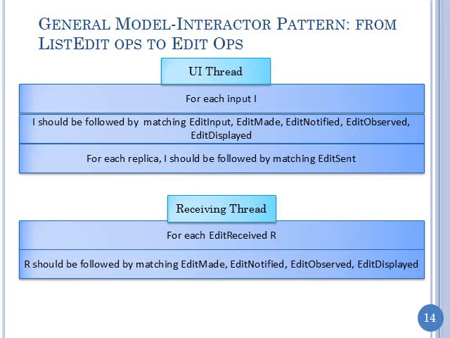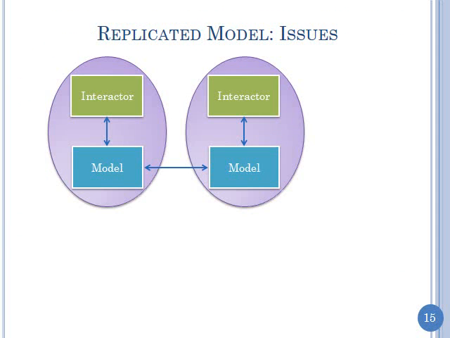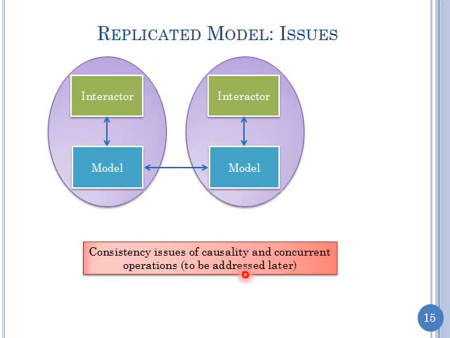Causality. That's caused by multiple operations being executed without a serializer, and operation transformation. So these are problems that are caused in replicated architecture. These are consistency issues of causality and concurrent operations. And what we'll do next time is show that these are not the only two kinds of issues. There are other issues too, and we'll go in depth into those.